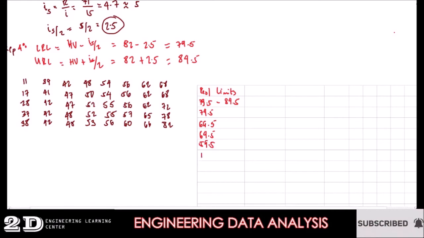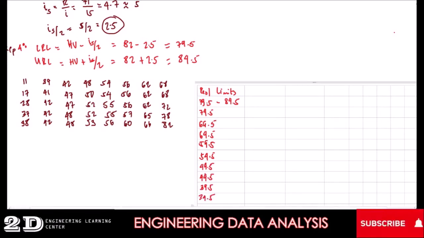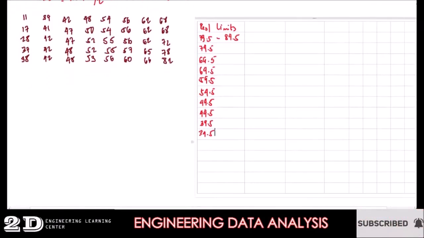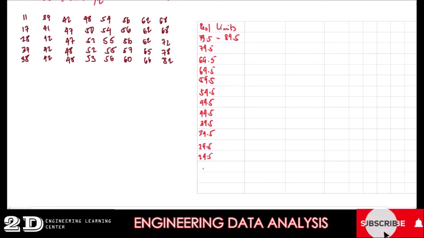So this will become 59.5. Then we have 54.5, 49.5, 44.5, 39.5, 34.5. After 34.5, we have 29.5, then 24.5. Still, we could not accommodate our 11 data, since 11 is the lowest. So next is 19.5, then 14.5 and 9.5. Here we could now accommodate our 11.